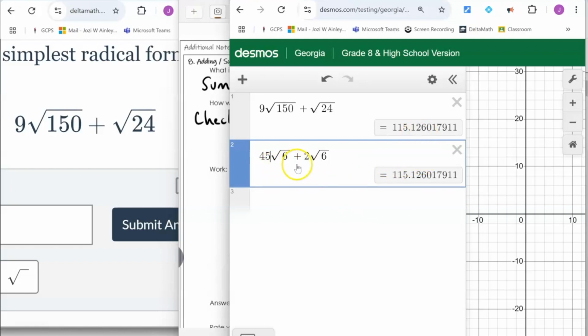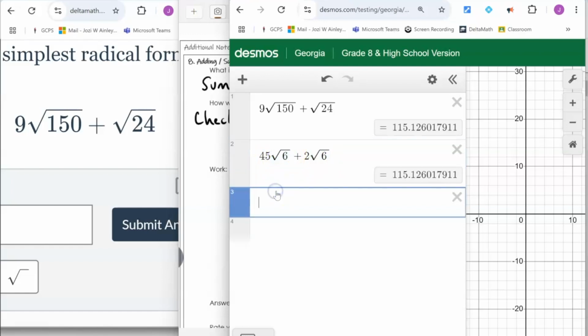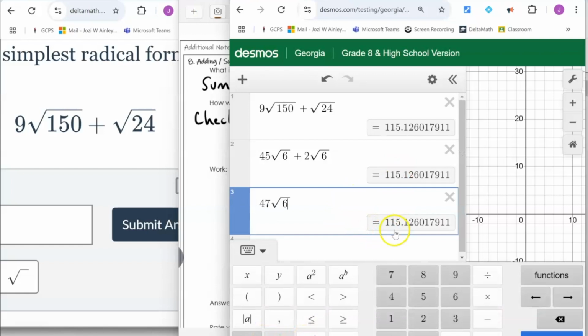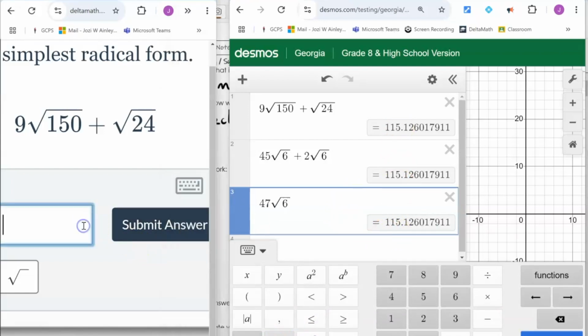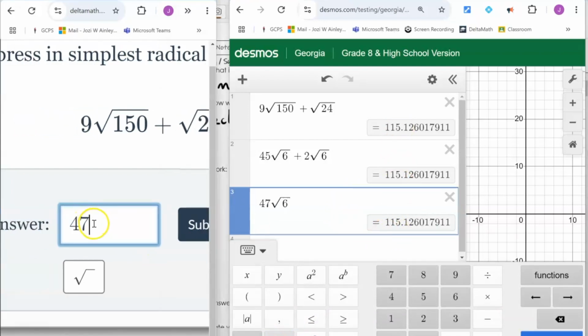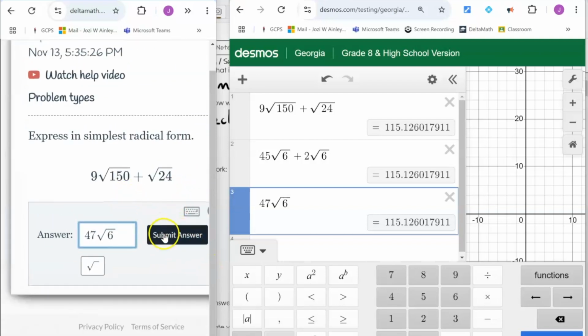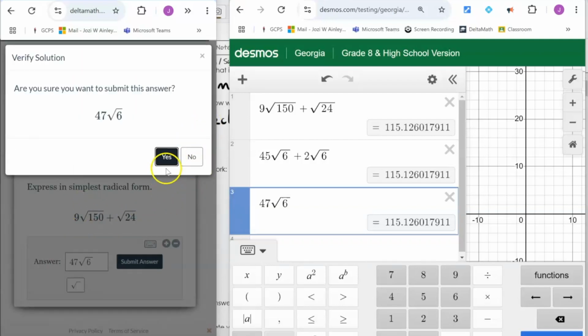Now, what do you guys notice? It's the exact same question as the one before, right? It's like having 45 apples plus 2 apples. So just think of it that way. What is 45 apples plus 2 apples? It is 47 what? Apples. So now I'm going to replace this with 47. And what am I calling an apple? Radical 6. Boom. I am good. So this has been simplified to 47 radical 6. Hit submit, and you should be good to go.